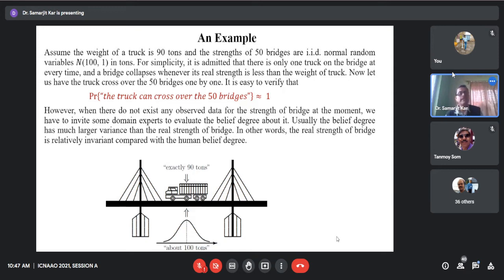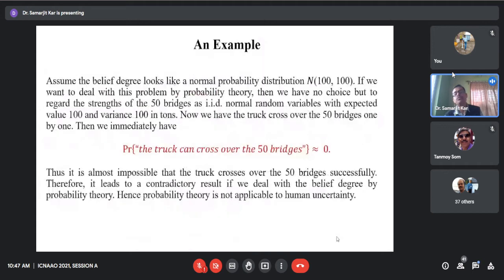But when there does not exist any observed data, so here data is observed because all the data is given, so in that case the probability value goes to 1. So usually the belief degree has much larger variance than the real strength of the bridge, because there are no experimental data sets.